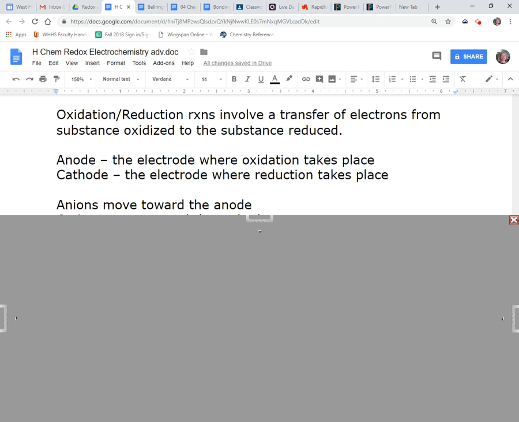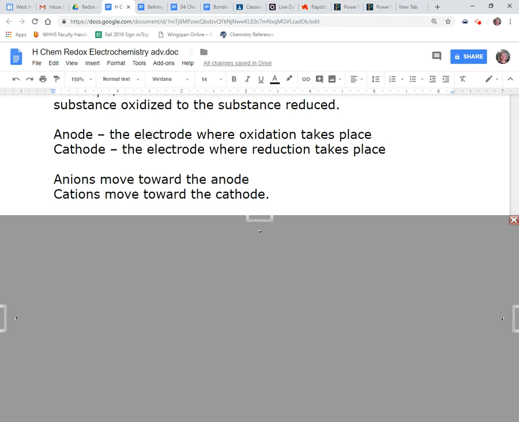Anions move toward the anode, and anions are negatively charged ions, so they're always going to move toward the anode, and cations move towards the cathode. Sometimes in chemistry we make things hard. This is not one of those cases. So it's very, very easy to remember, and it's going to be very important for you to remember.